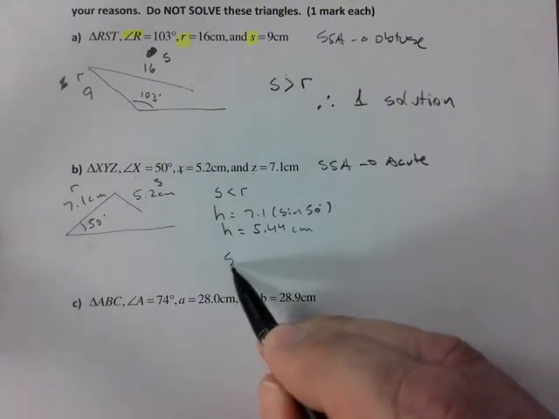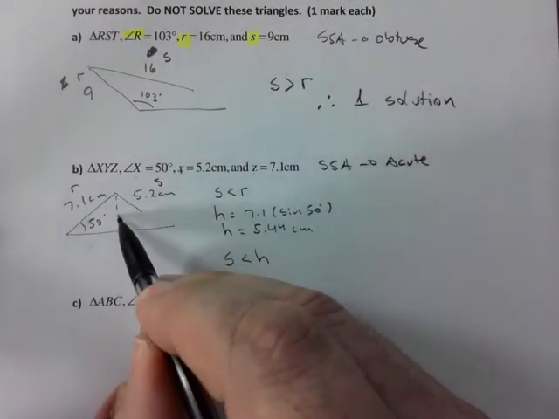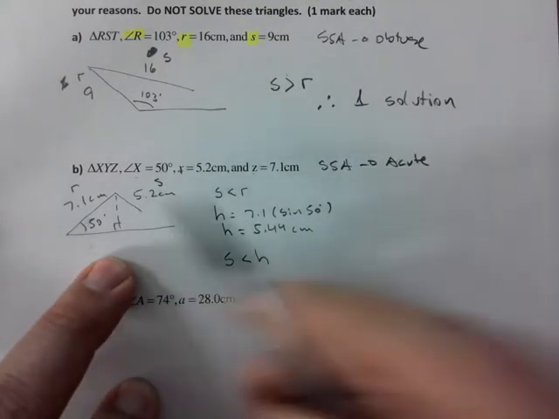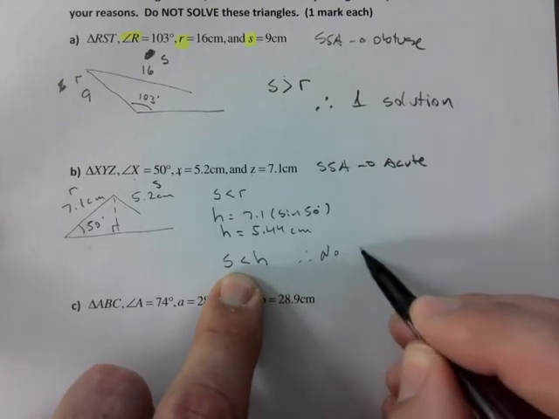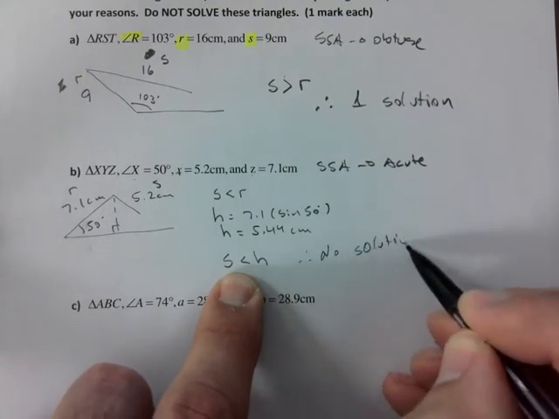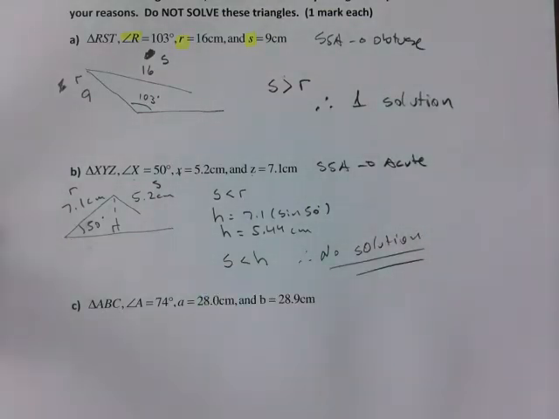centimeters. And then you say that the string is shorter than the height, right? Now you're comparing the height you just calculated with the string. And since it's shorter, right, no solutions. No solution. Or zero triangles. I'm fine with that as well.